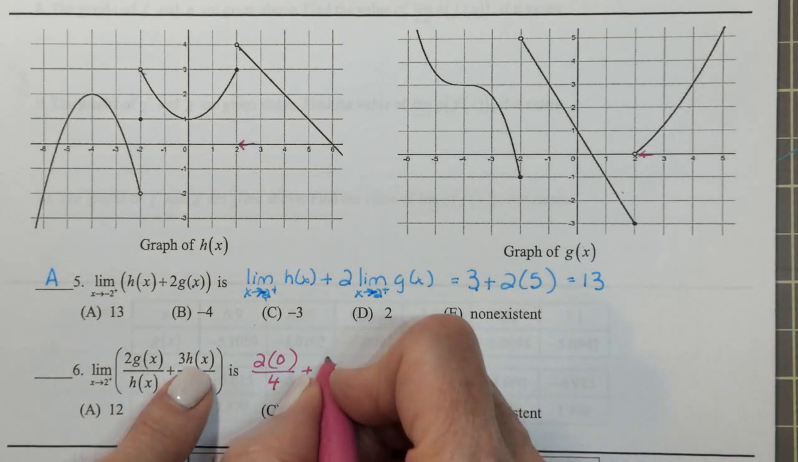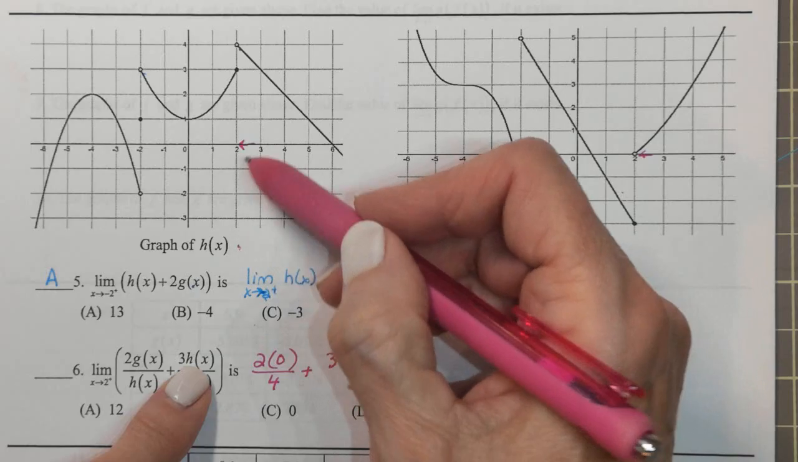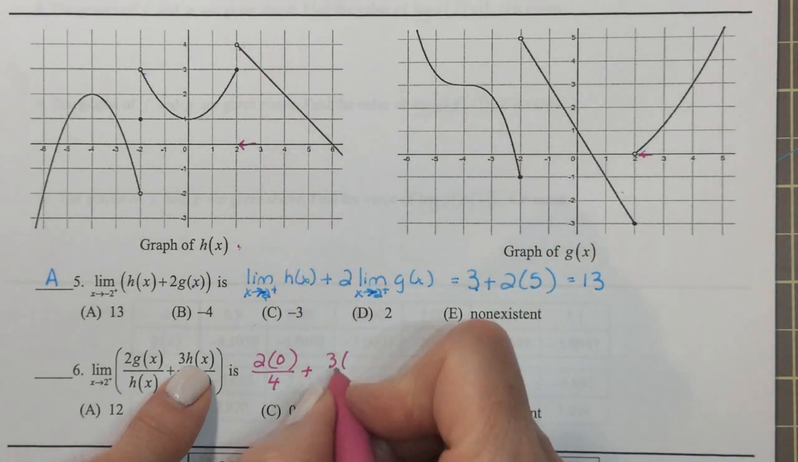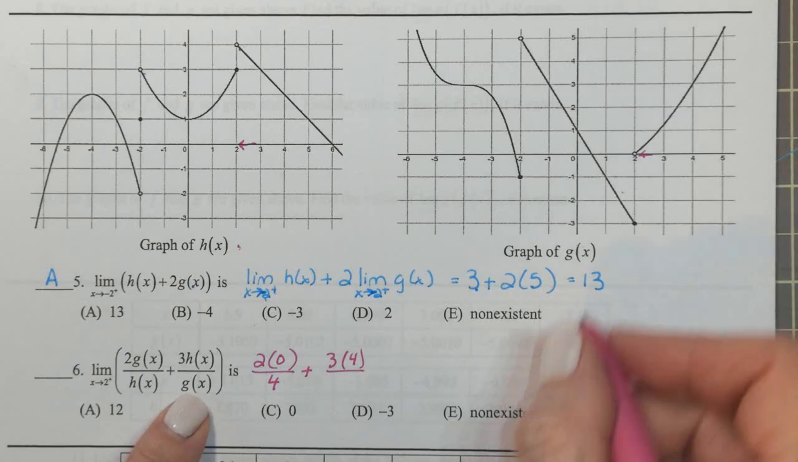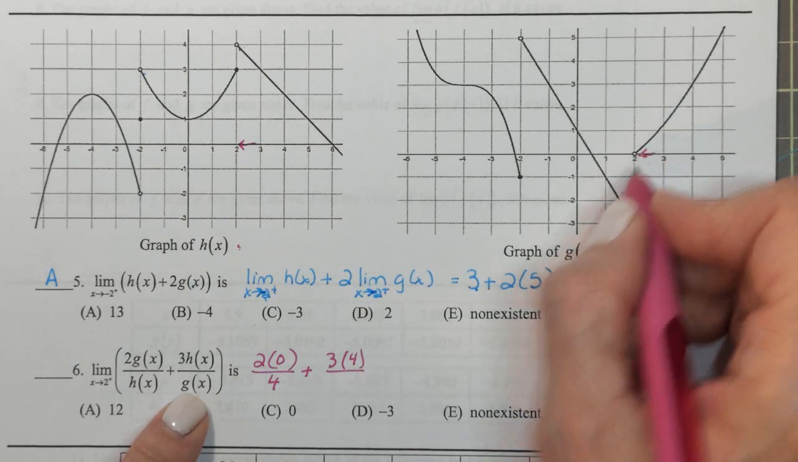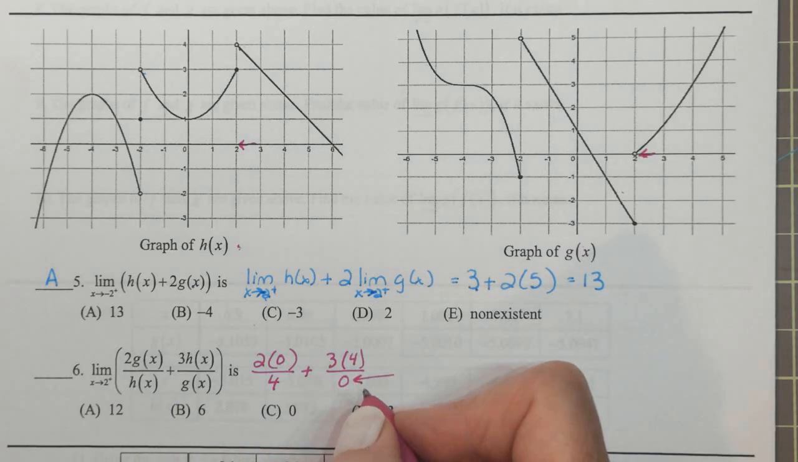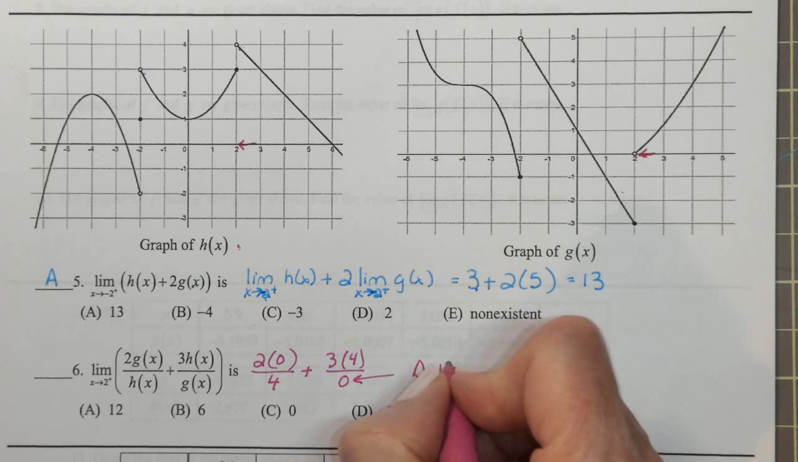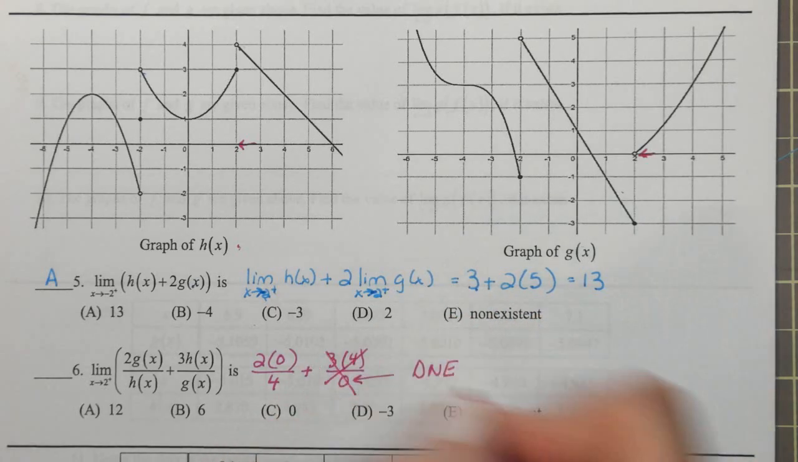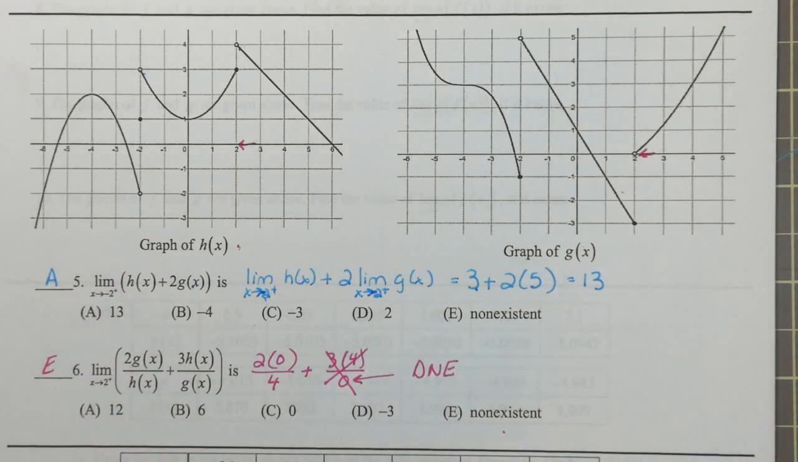Plus 3 times h, here's h, positive 2 from the positive side is 4 over g. Positive 2 from the positive side is 0. Right there, that gave me a division by 0. This thing is non-existent. Non-existent. So E. Okay.